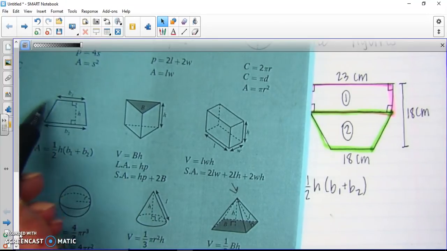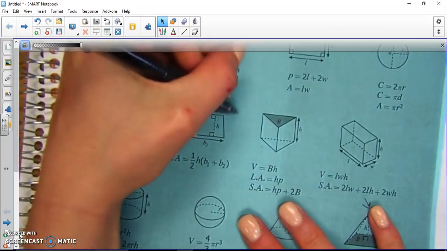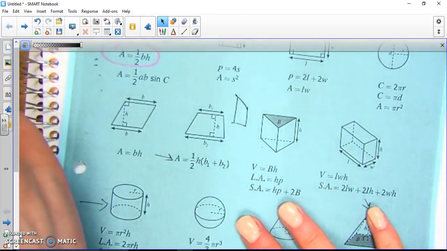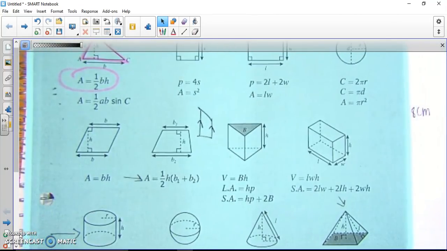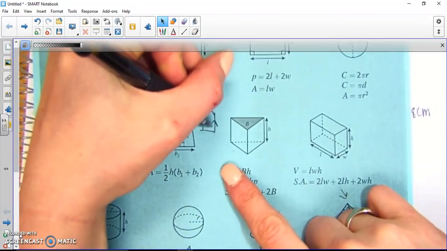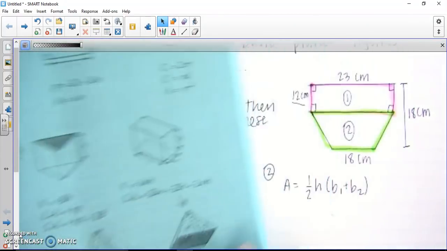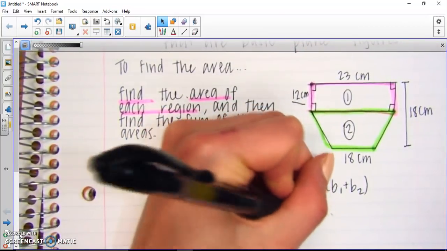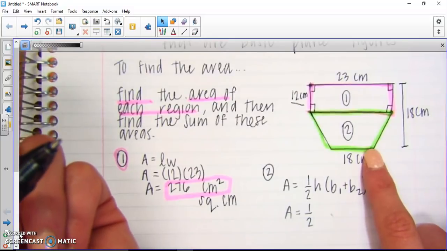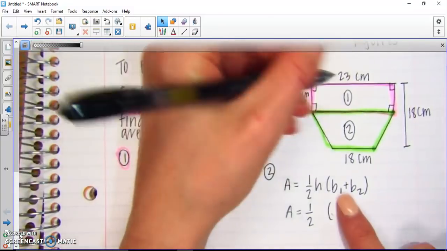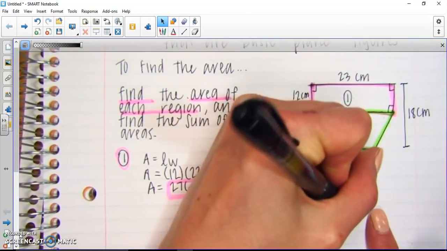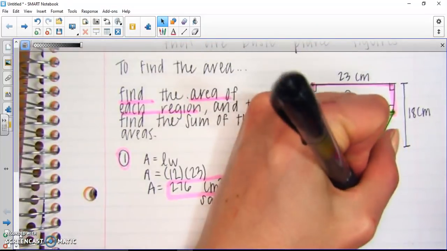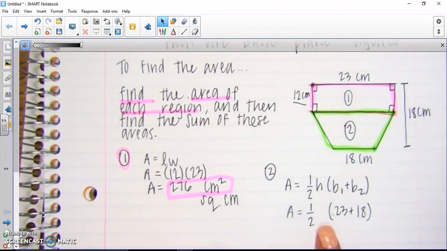They're not always going to be horizontal like this. They might instead look like vertical lines, but it's the two parallel sides. And then the height is the perpendicular distance in between them. So for this we have area is 1/2 times height, I'm going to come back to that in a second, times the sum of B1 plus B2. The top base is just 23, and the bottom base in this case is 18. I didn't write the height because it doesn't automatically give it to me. We have to actually figure that out.